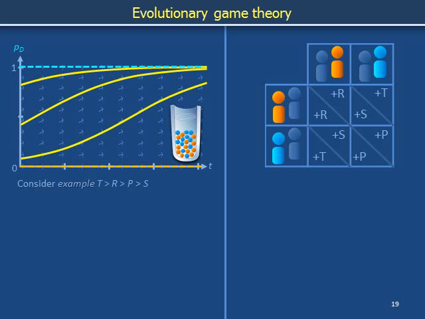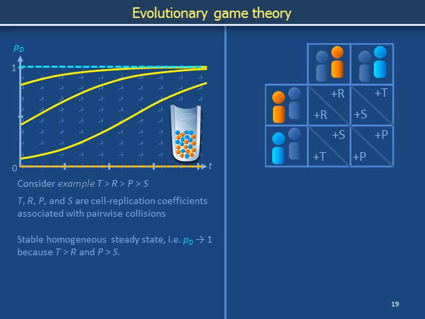We gave these parameters meaning, basically by regarding them as rate coefficients for cell replication events triggered by cell-cell collisions. After we wrote equations describing the dynamics of the system, we found a homogeneous steady state corresponding to PD equals 1, meaning a population composed purely of denim cells. As the population becomes increasingly enriched in denim cells, the fitness of both cell types decreases.